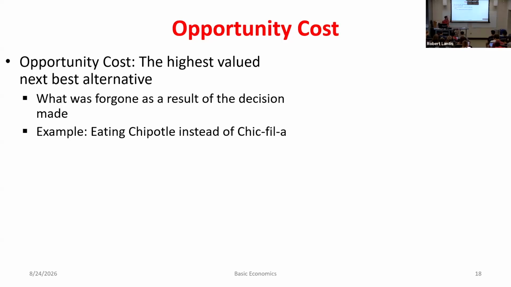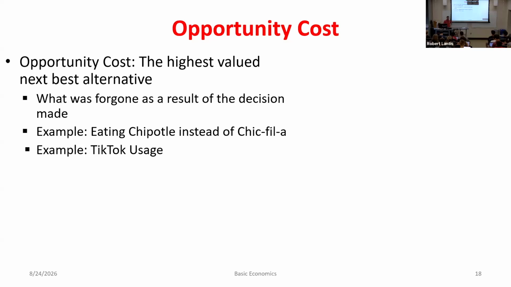So, if you think about going out to lunch, if I choose to go out and get lunch somewhere, if I go to Chipotle, my opportunity cost is how much I would have valued going to eat somewhere else. If I'm a self-interested rational individual, I chose the one that I like the most, right?